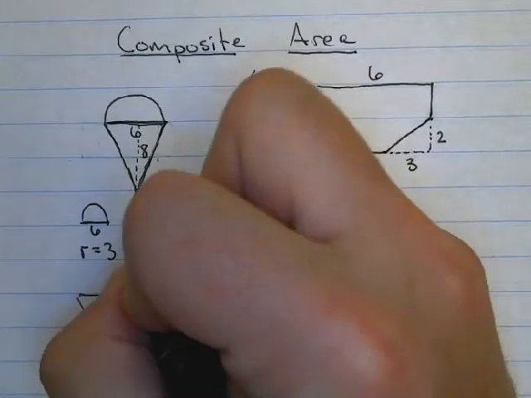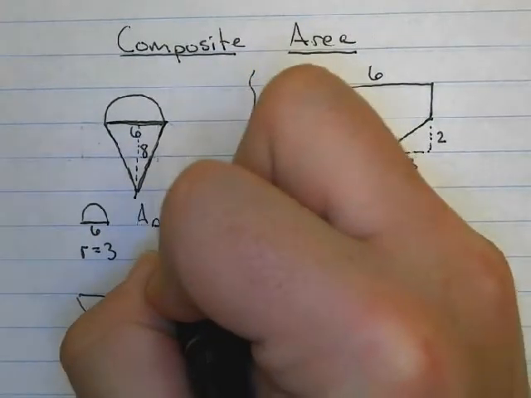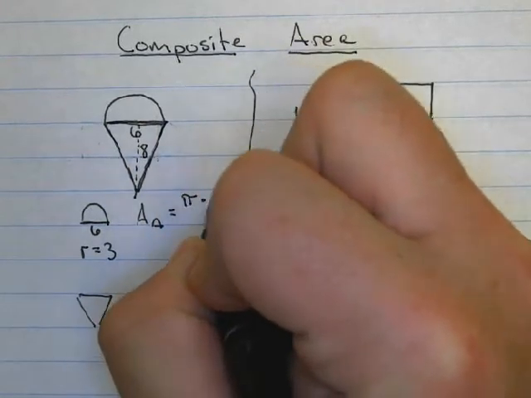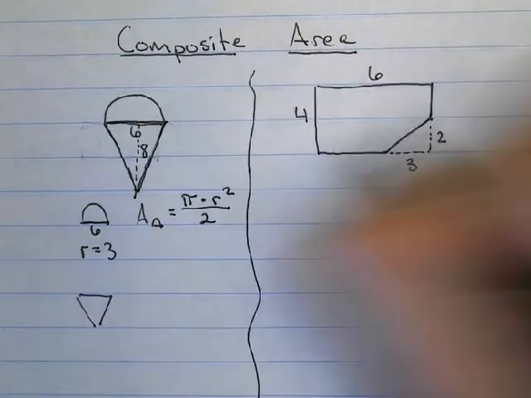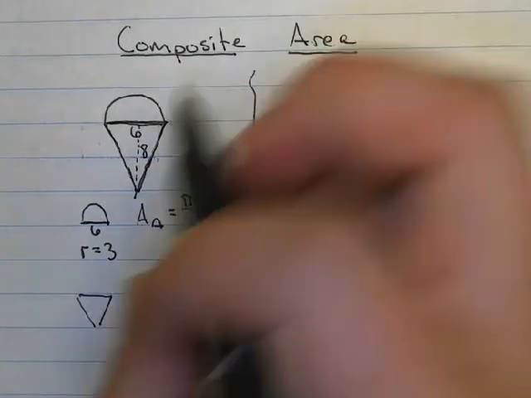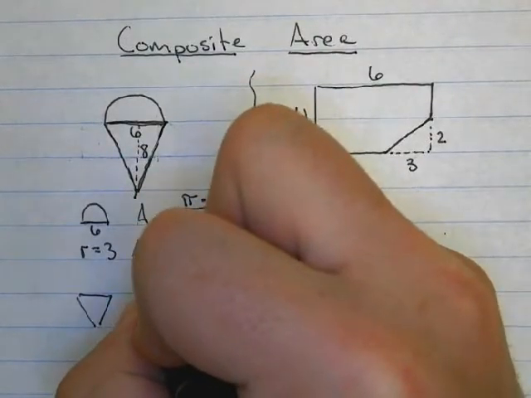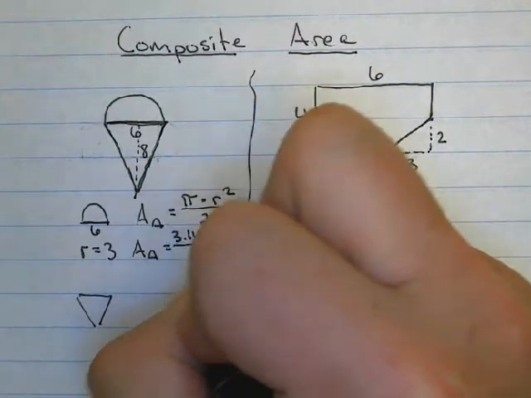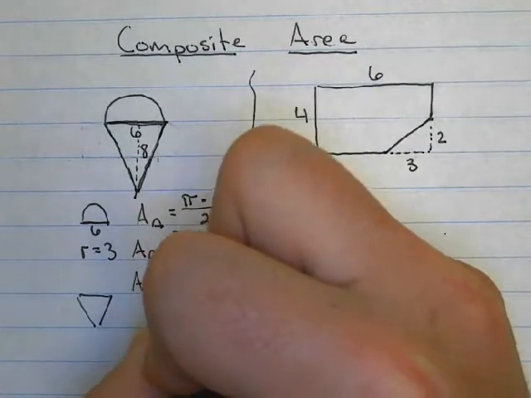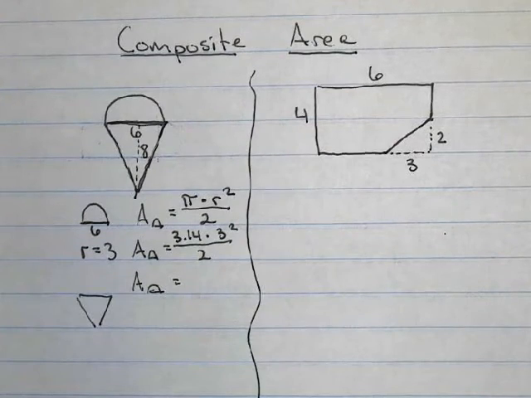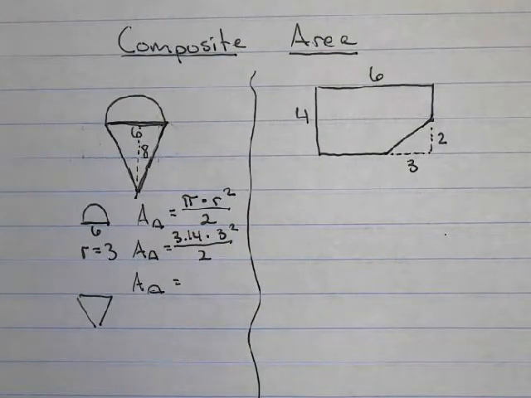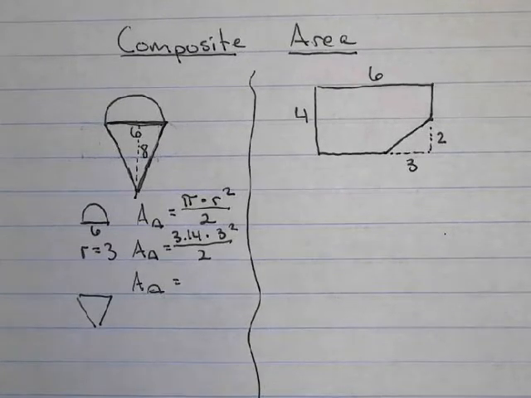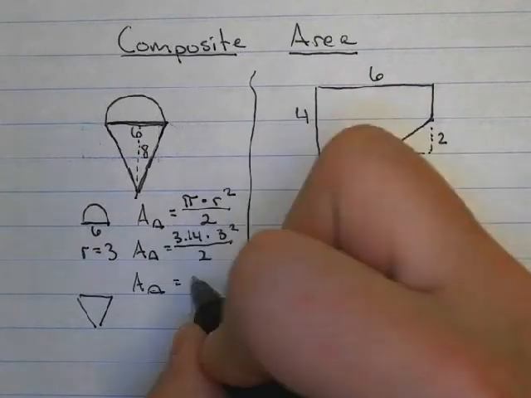So we'll use the area of our semicircle formula. Area of a semicircle is equal to pi times the radius squared, and then we divide it by 2. Now we plug in our numbers. Area of a semicircle will be equal to 3.14 times 3 squared, and then I divide by that 2. And so when we multiply these together, we have 3.14 times 3 times 3. Then we divide that number by 2. And we get the area of the semicircle is 14.13.